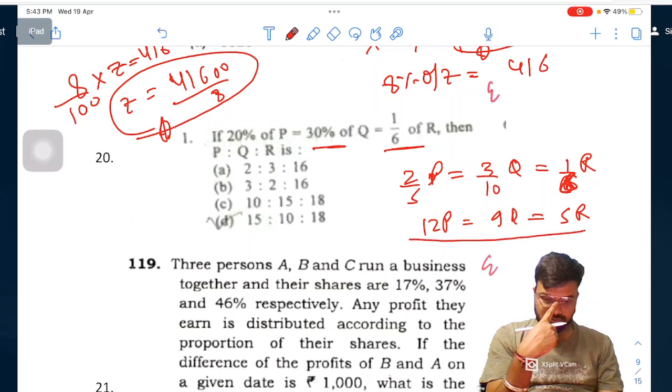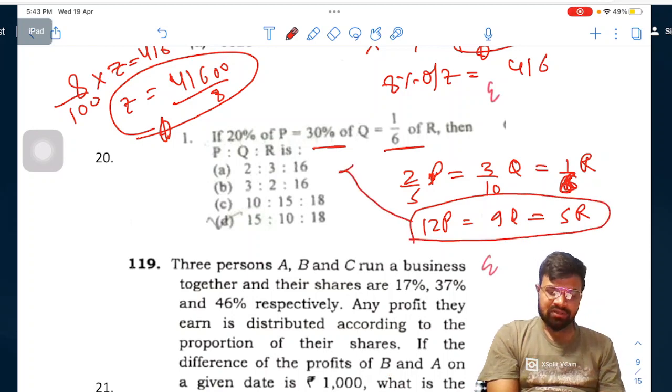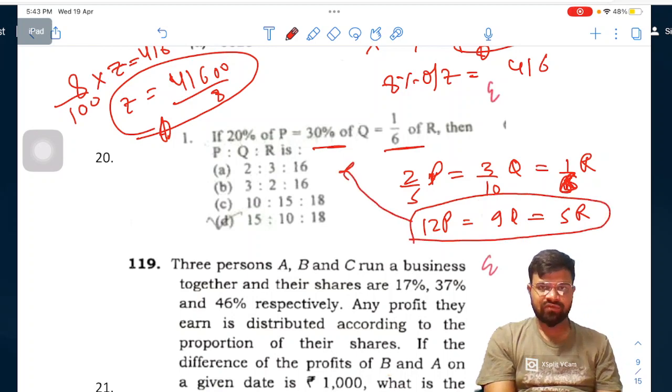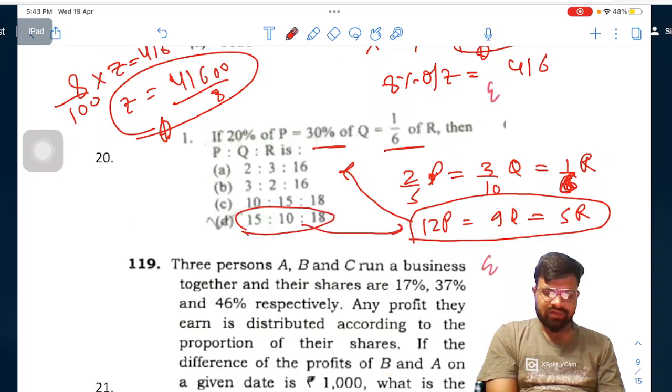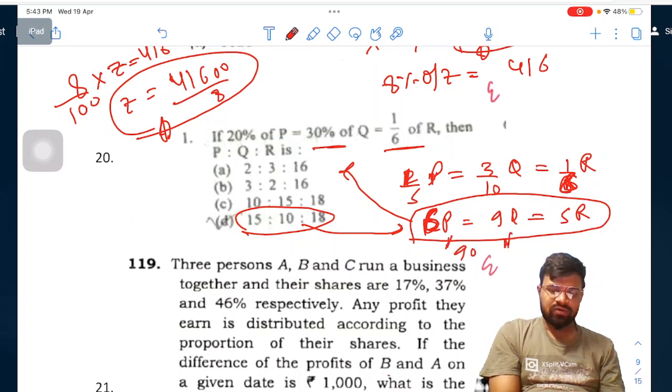Now this equation you can check with any of the options. So if you put these numbers here, 12 into 15 is, sorry, 30. Yes, this is 2 by 5. Okay, sorry, you said 1 by 5. So this is 60. So 6 into 15 is 90. 9 into 10 is 90.